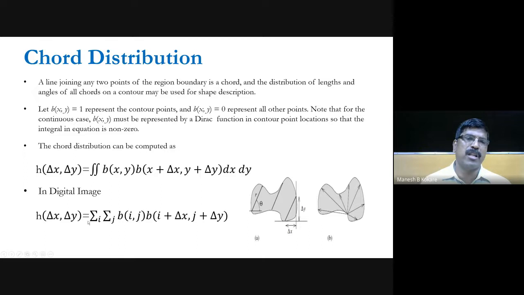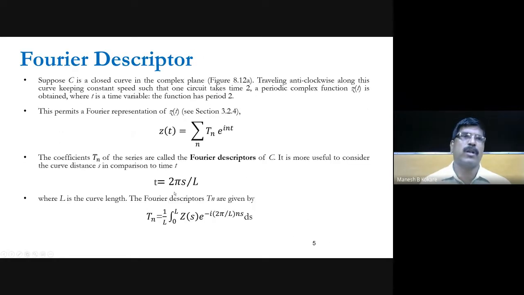In the case of a digital image, instead of the continuous domain, you have to use the discrete domain. So you can consider rows and columns, b of i j, and find the chord distribution in a similar way. You can obtain the chord distribution in various ways. One way is, for every point, to find the distance at various angles, and that can be used as a feature.